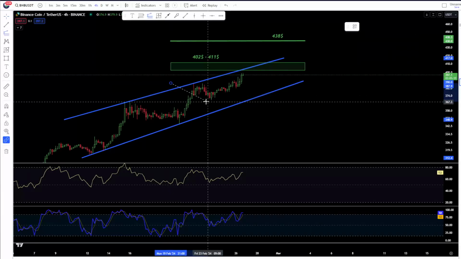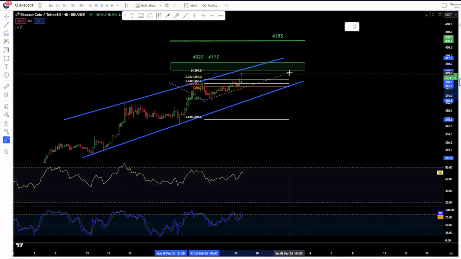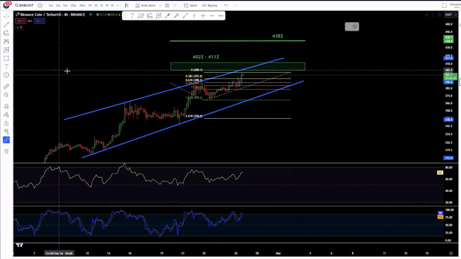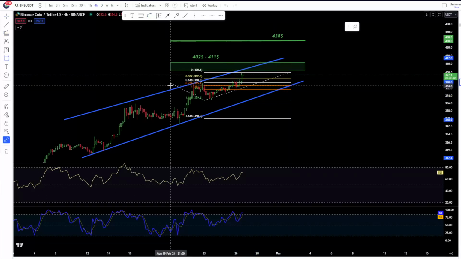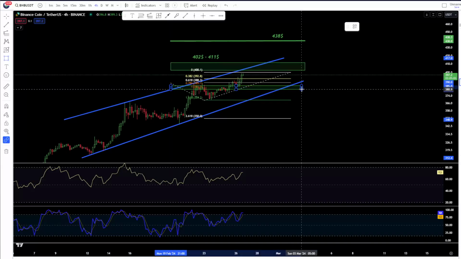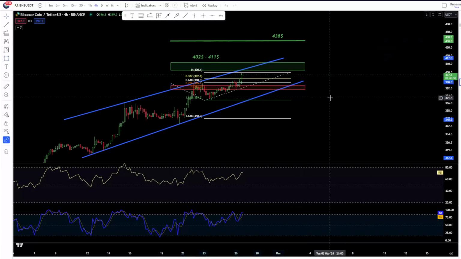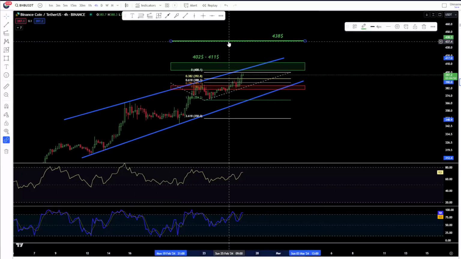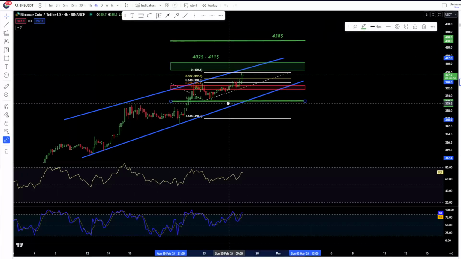Looking the other way, we can similarly identify support areas where the price could potentially end its recovery. And here we should take into account a small zone from $385 to $380, and then we can see how the price may return to the level of $369.